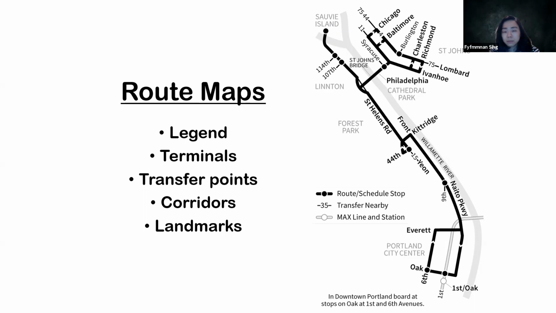And one other note that we want to make is about the MAX line and station legend item, right? If you're not familiar, MAX is their train system, rail system, light rail system. And so when we were talking about transfer points, right, we can also notice that we can make a transfer to the MAX, which is the rail again, at First and Oak, right? So we see a bunch of different transfers that we can make.